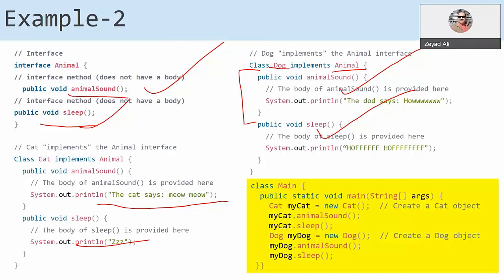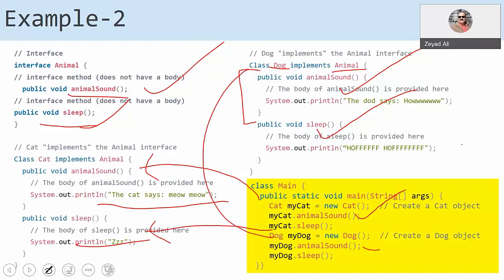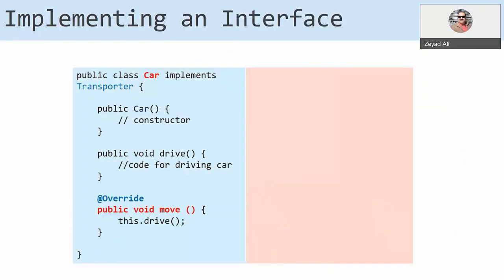Look at the output now. Cat, my cat, new cat, cat animal sound. Of course, cat animal sound will call this method. Cat sleep will call this method. Then you create a dog here. Animal sound, you call the dog method. And sleep, you call the dog method of sleep.